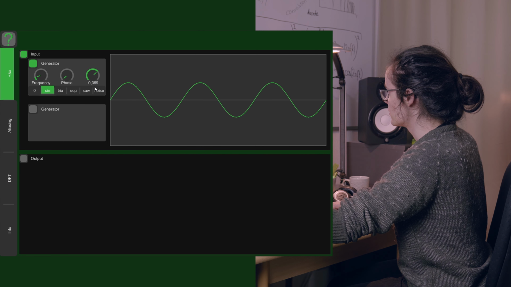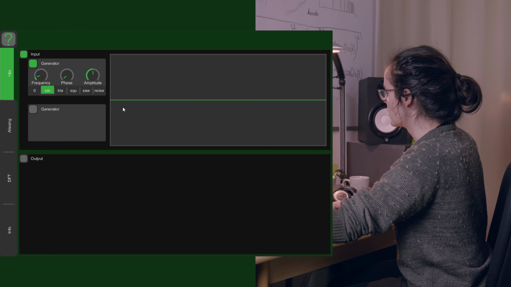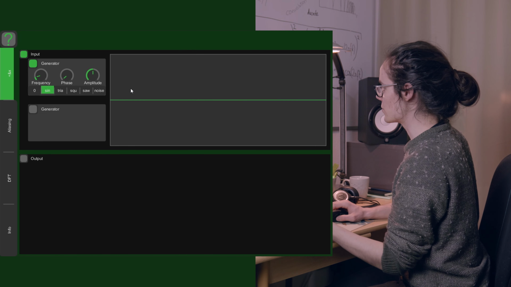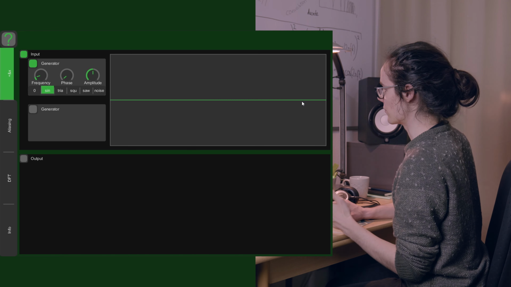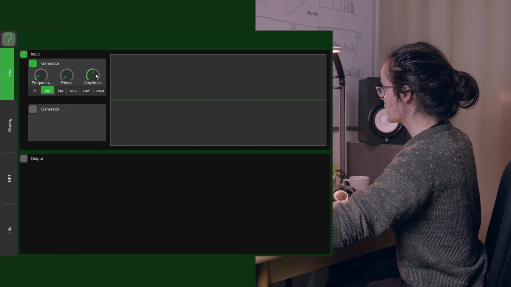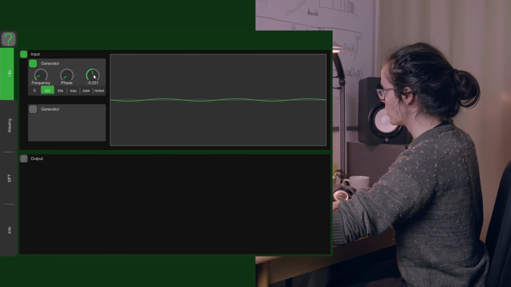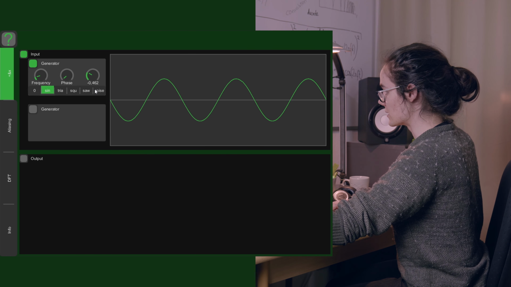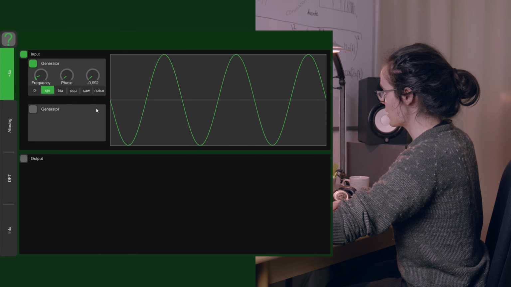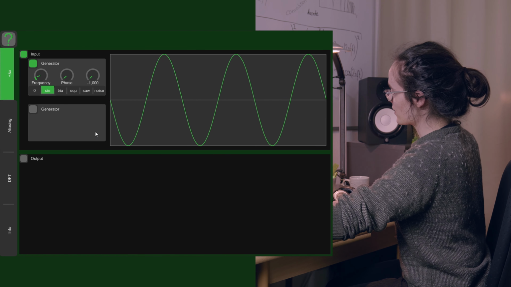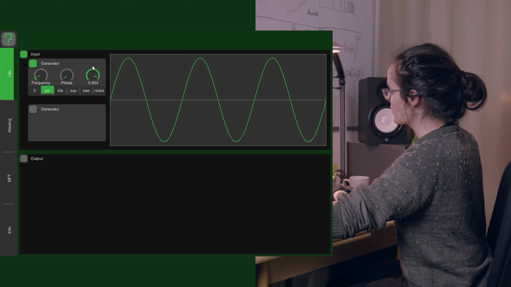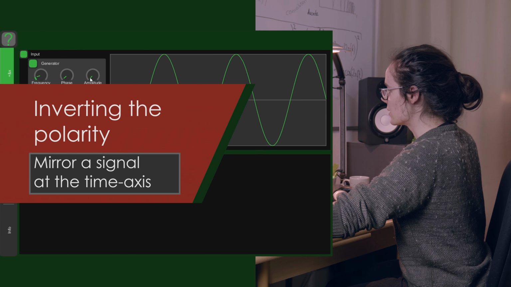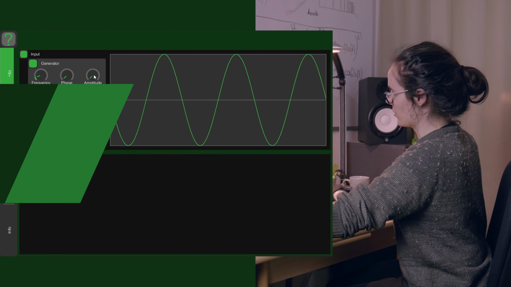When we turn it down to exactly 0, we get a perfect line at the axis, which means the signal is entirely 0 for the entire window. Let's push the amplitude further. When we push it further into the negative realm, the amplitude increases again, but in the opposite direction. Basically, what we are doing right here is we are mirroring the signal at the axis. This is what's called inverting the polarity of a signal.